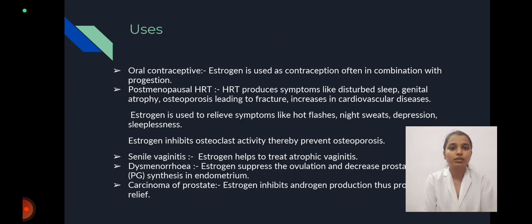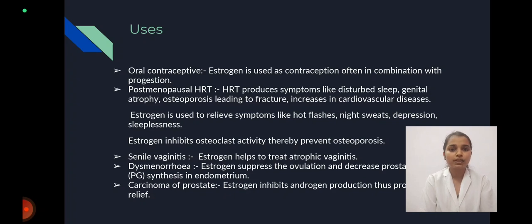Now, uses of estrogen. First of all, we use it as an oral contraceptive. Estrogen in combination with progesterone is used as an oral contraceptive. Secondly, we can use it in postmenopausal hormonal replacement therapy. Menopause produces symptoms like disturbed sleep, genital atrophy, osteoporosis leading to fracture, and increased cardiovascular diseases. Estrogen here relieves symptoms like hot flashes, night sweats, depression, and sleeplessness. Estrogen also inhibits osteoclast activity, thereby preventing osteoporosis.